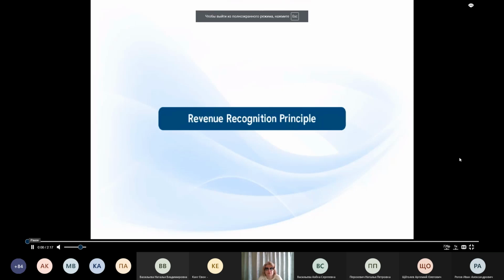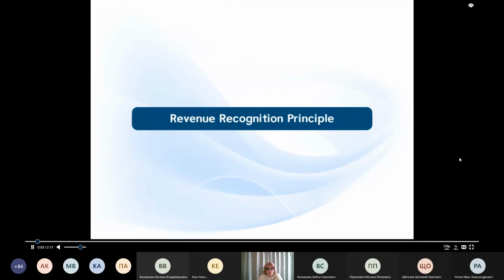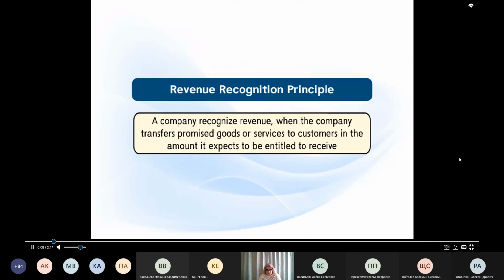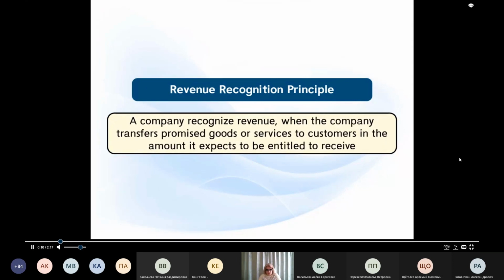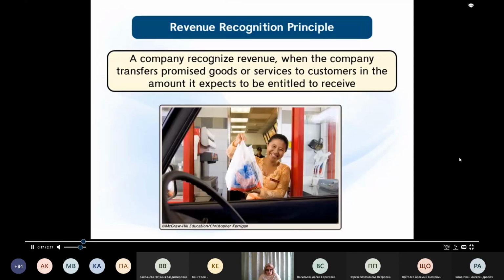The revenue recognition principle specifies both the timing and amount of revenue to be recognized during an accounting period. It requires that a company recognize revenue when the company transfers promised goods or services to customers in the amount it expects to be entitled to receive. It's easy to recognize or record revenue when the customer pays as the goods or services are delivered. The decision to record revenue seems more complicated when customers pay before or after the goods or services are delivered. You simply need to remember that revenue is earned when the business delivers goods or services.